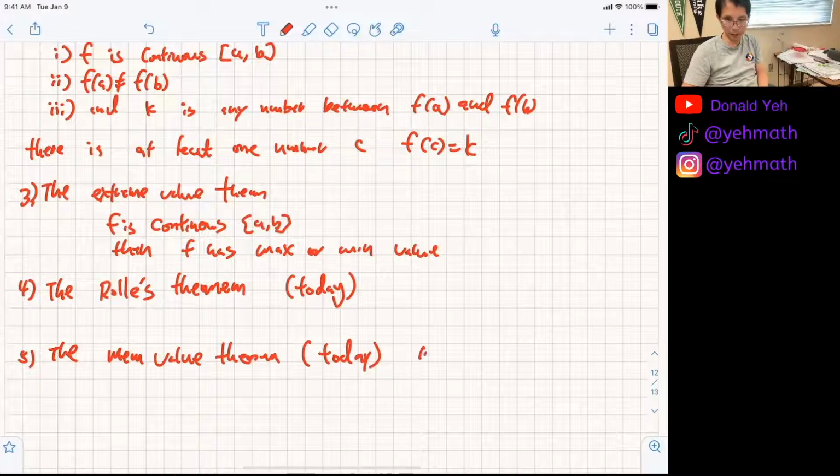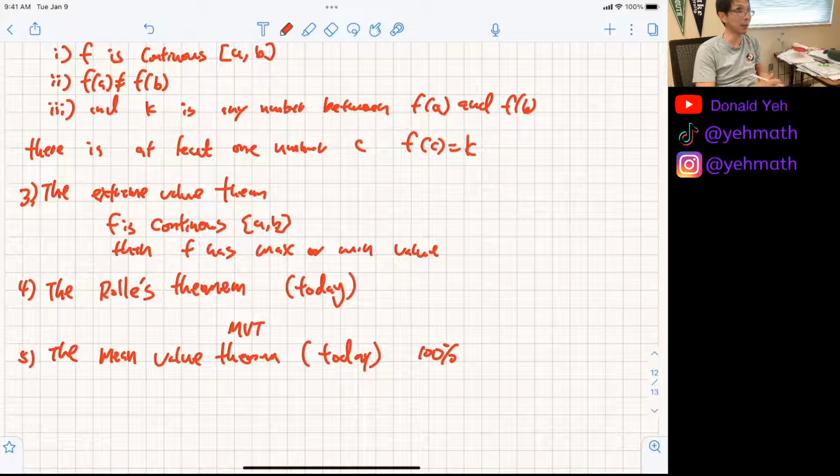Because that's 100% of the AP exam, whether it's on competitions for Matthew, or for people who are doing competitions. Mean value theorem. It's not meme, it's mean value theorem. So it's MVT. MVT is 100% on the AP exam. It's 100% on competition questions. It's 100% on every time. You have to know one thing, then you have to know this.